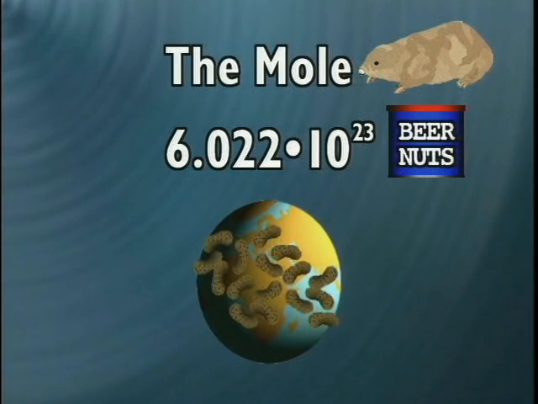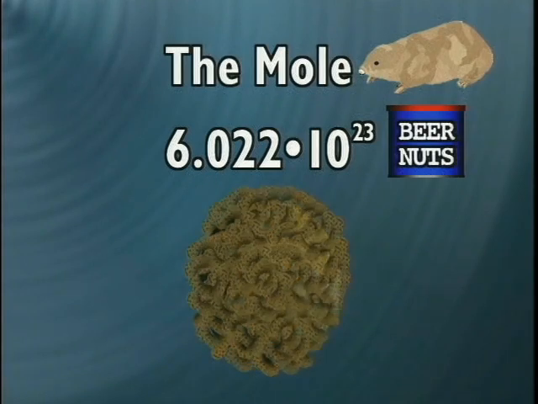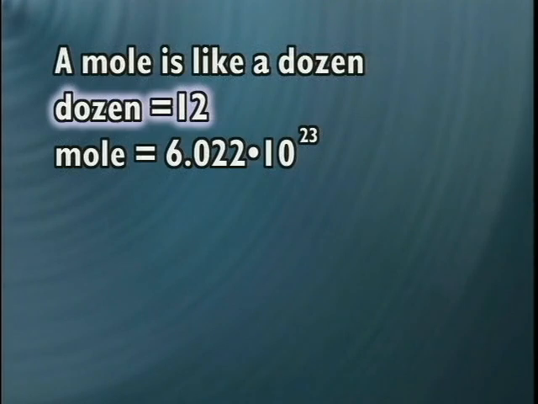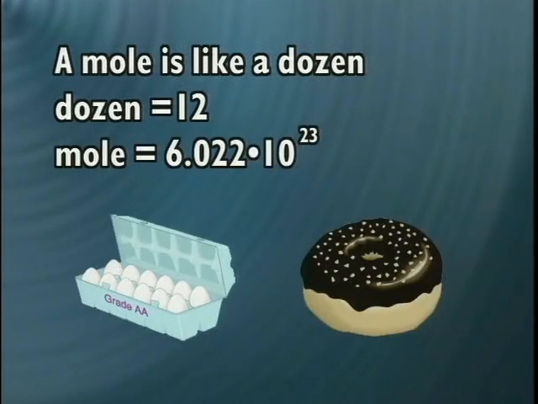Of course, a mole of beer nuts would cover the entire surface of the earth. Think of the term mole like the term dozen. You know that a dozen refers to 12 things: 12 eggs, 12 donuts, whatever. A mole refers to 6.022 times 10 to the 23rd eggs or donuts or atoms or molecules, whatever you're measuring.